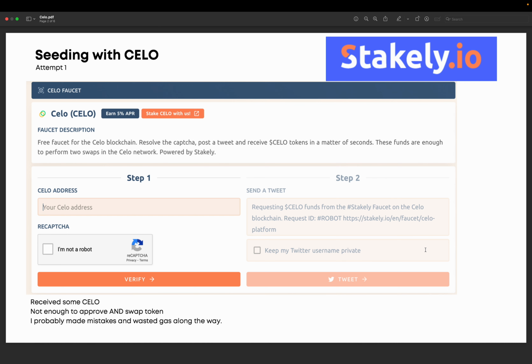I did do this. I sent out the tweet, and I did receive some. However, it wasn't enough to fund an approval and a swap. I think because I initially approved a coin that then had no liquidity in it, and I tried to swap it, so it just ate away at gas. When it came down to it, I was unable to swap the dollars that I'd transferred over into Celo, which was unfortunate. So this does work if you do it properly, unlike me. But yeah, this is one.